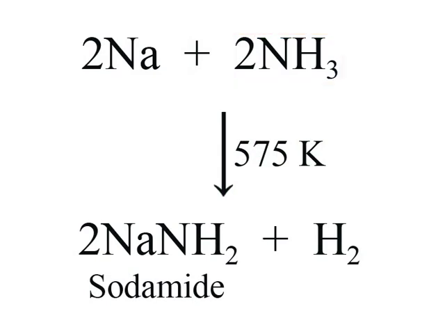Action of metals on ammonia. Ammonia, when passed over molten sodium metal at 575 Kelvin, forms soda amide with the liberation of dihydrogen.